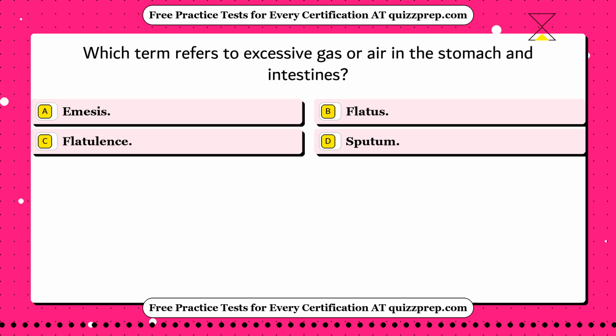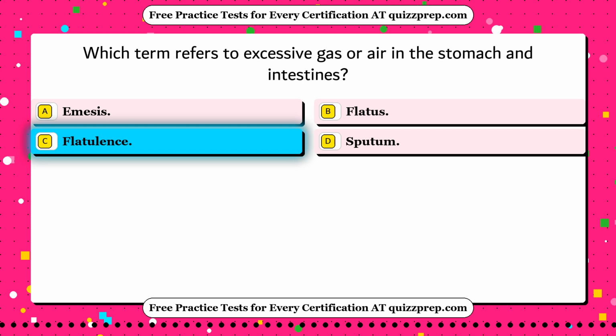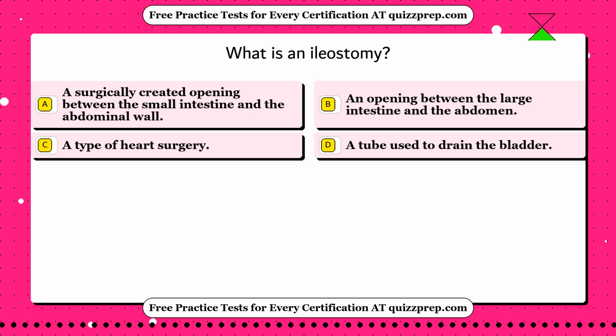Option A, emesis. Option B, flatus. Option C, flatulence. Option D, sputum. The correct answer is option C, flatulence. Flatulence can cause abdominal discomfort and distension. Question 50. What is an ileostomy?